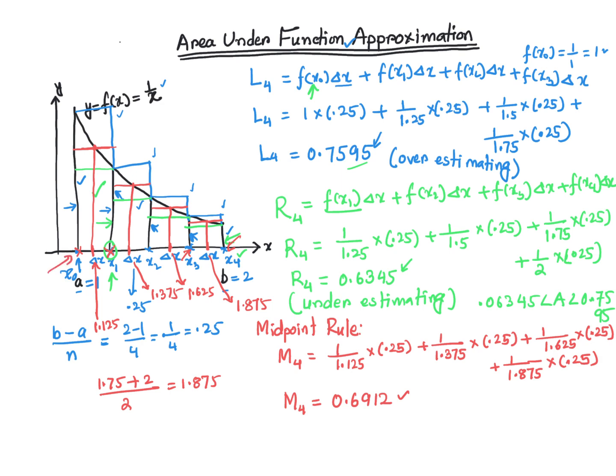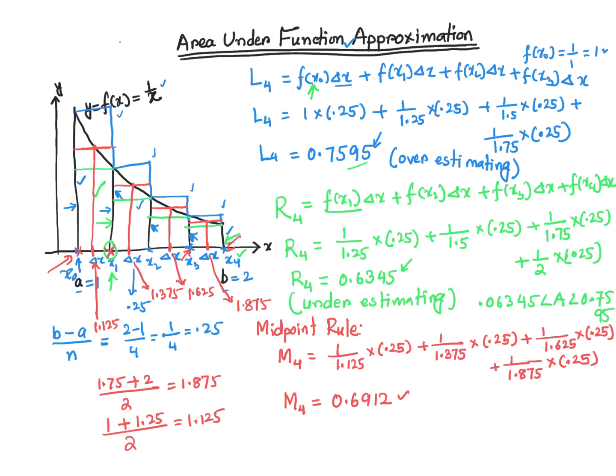And for this left side, as an example, the starting point is at 1 and the ending point of the original delta x, the first delta x, is at 1.25. Okay, add them up, divide by 2, and you're going to get 1.125. And you can figure out the midpoints for each of these delta x's.